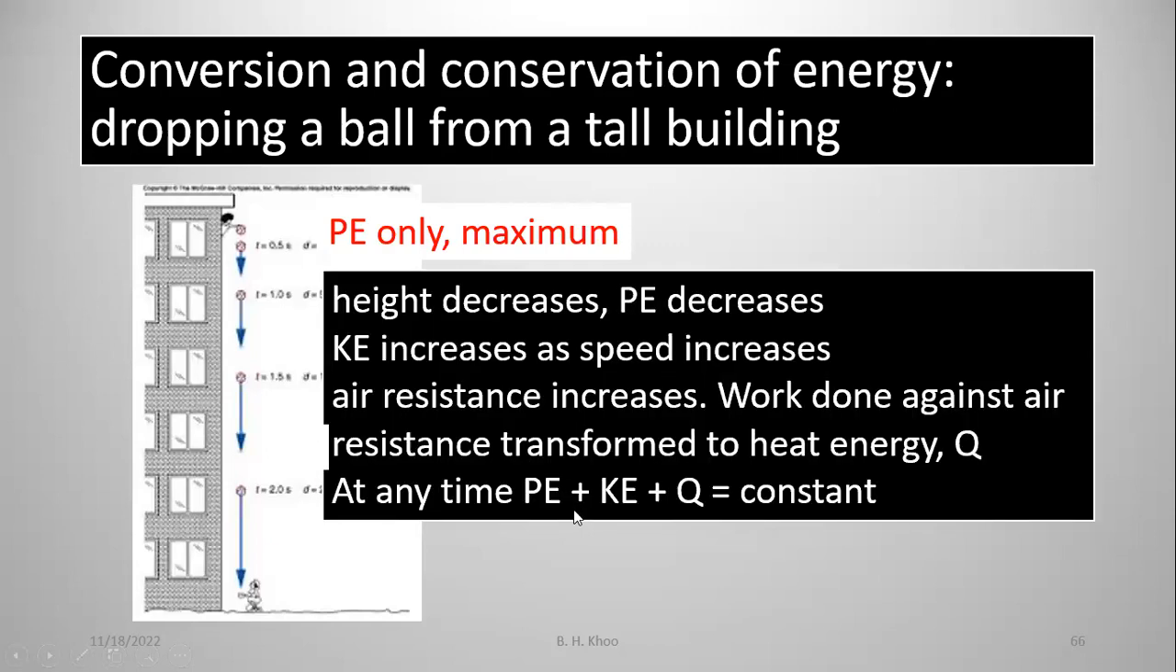Remember, as height decreases, potential energy decreases. Potential energy depends on height. Kinetic energy increases as speed increases. Usually air resistance will increase as the speed increases. Work done against air resistance is transformed into heat energy. So that's a work energy equation.